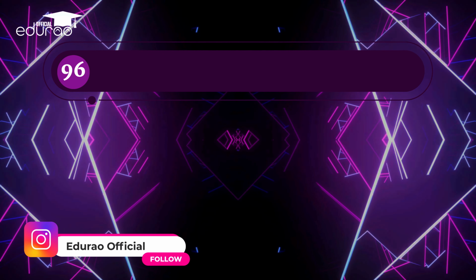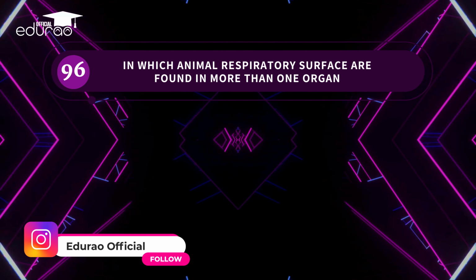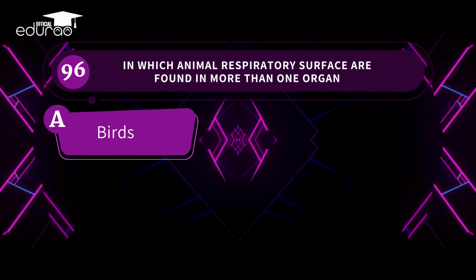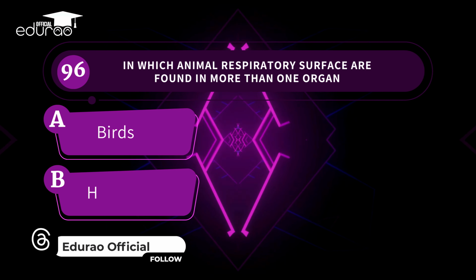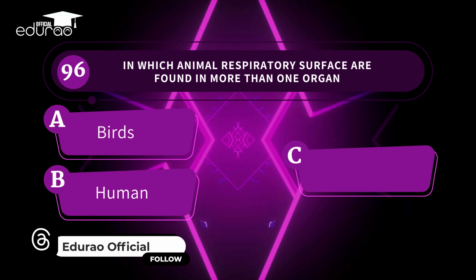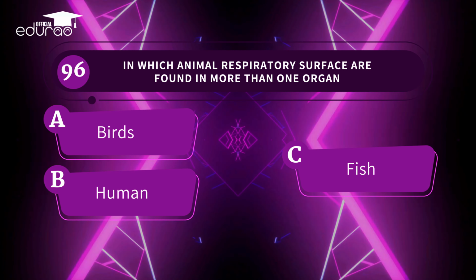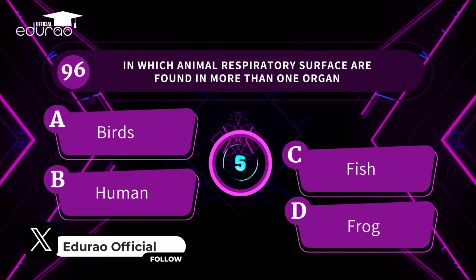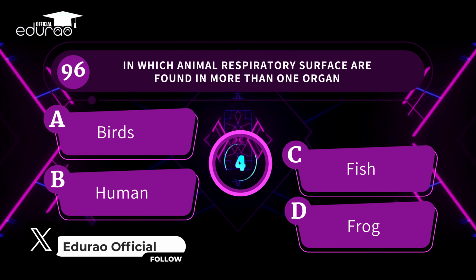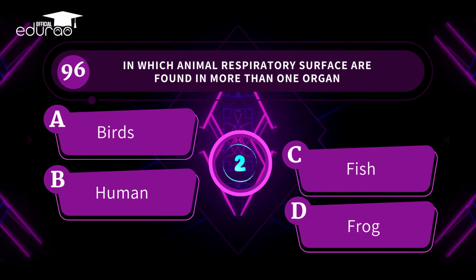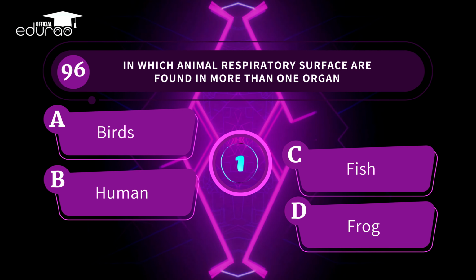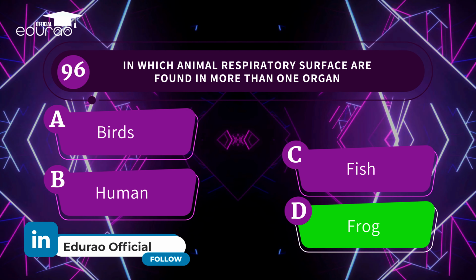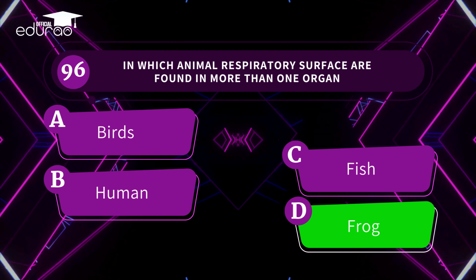Question 96. In which animal are respiratory surfaces found in more than one organ? A. Birds, B. Human, C. Fish, D. Frog. You're absolutely correct. Correct answer is frog.